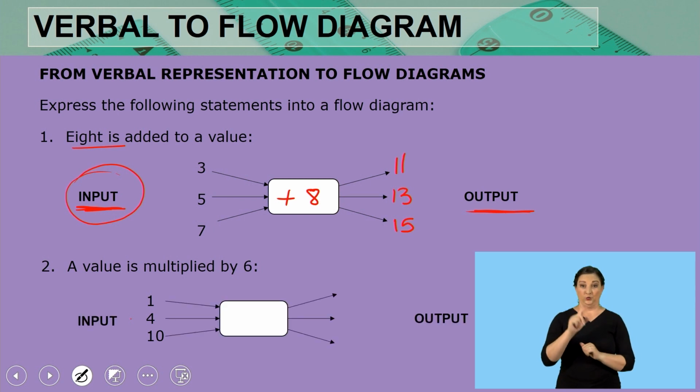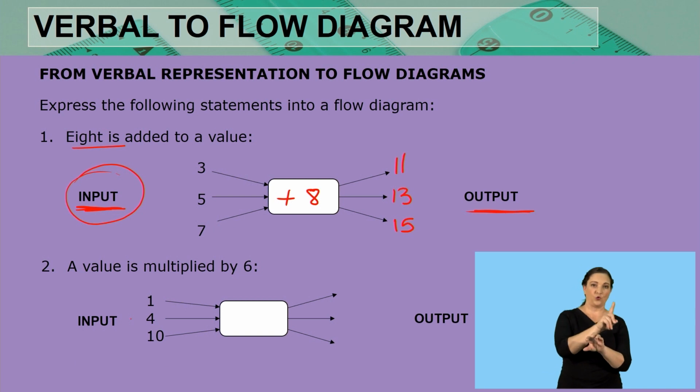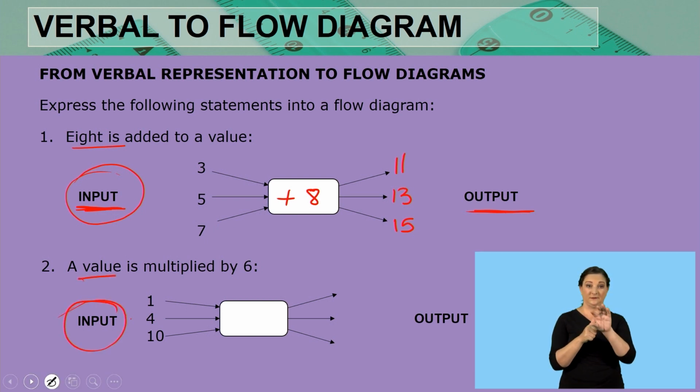So in this next one, again, we have the input values, that is 1, 4, and 10. And then we are given an instruction by our statement what we need to do. So it says there a value is multiplied by 6. So what value are they talking about? Those would be our input values. And what is going to happen to those values? We are going to multiply them by 6.